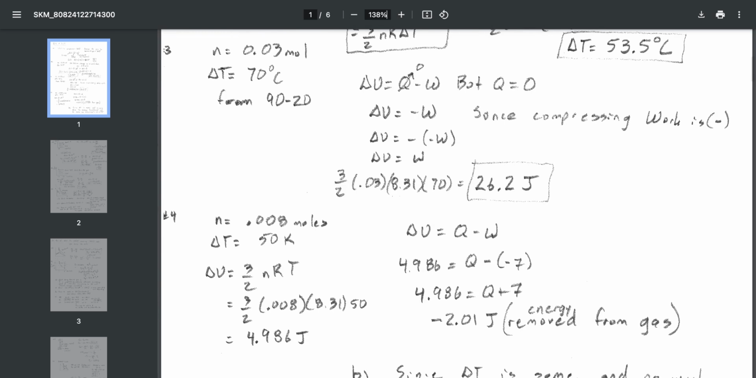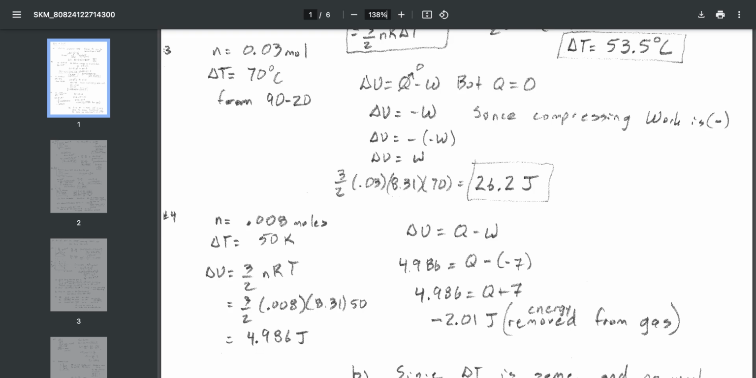Number four, a quantity of 8 times 10 to the negative third moles of monatomic ideal gas in a cylinder is compressed by a piston. The work done on the gas is 7 joules, and the temperature of the gas increases by 50 Kelvin. So calculate the change in internal energy of the gas using the same equation we just used previously twice. So the change in internal energy would be 3/2 nR. Sorry, that should be a change in T right there. So we work that out, and that's about 5, so 4.986.